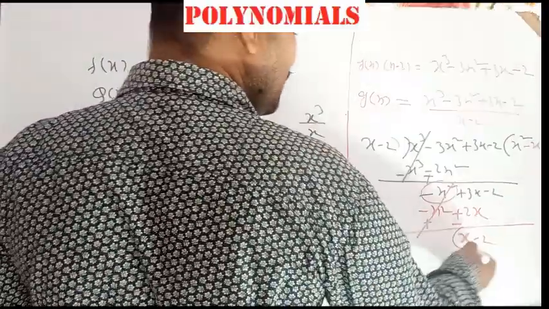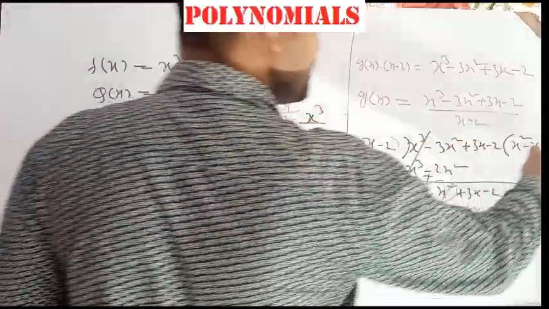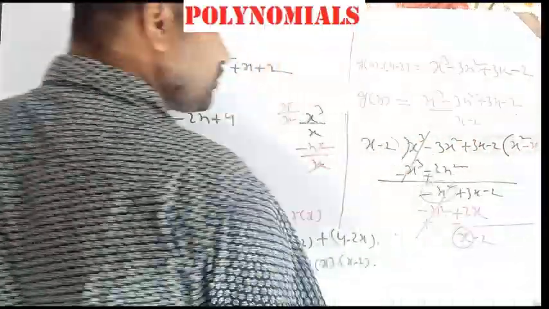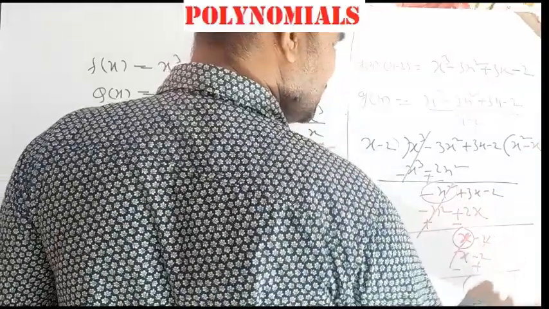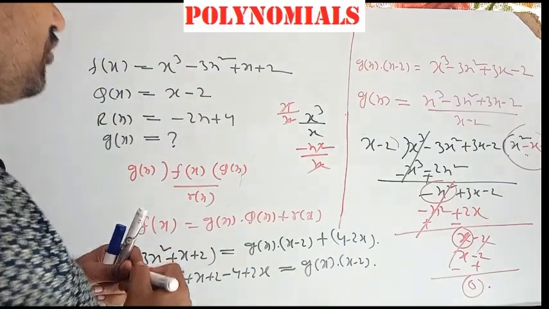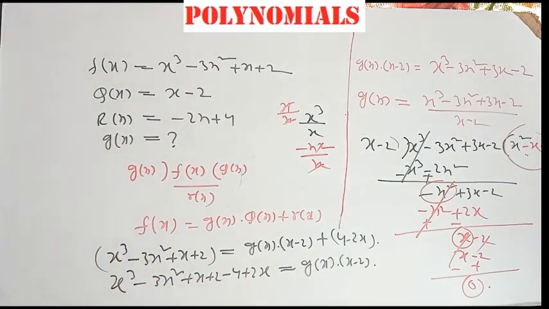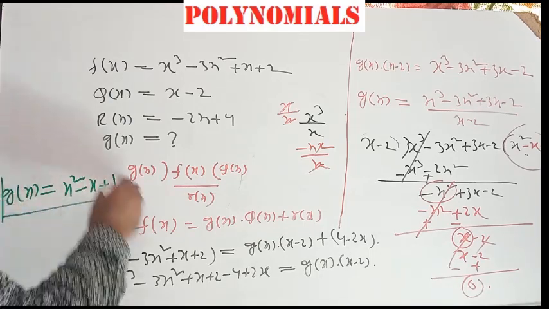Now the first term of the new dividend should be divided by the first term of the divisor x, that gives 1. Plus 1 into x minus 2 gives x minus 2, cancel, 0 remainder. So this is the quotient, means this is the g of x. Therefore required g of x is nothing but x square minus x plus 1.